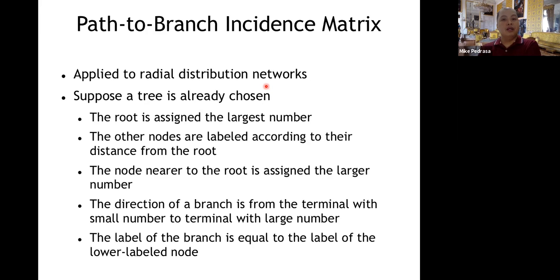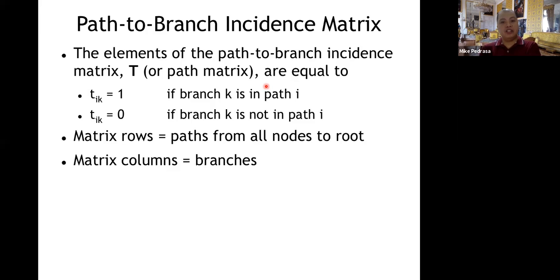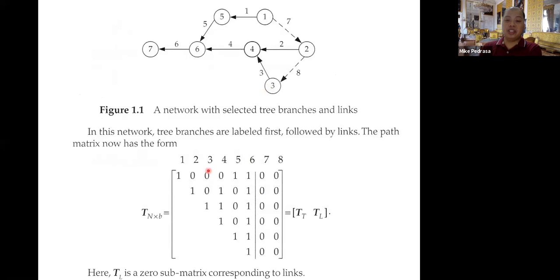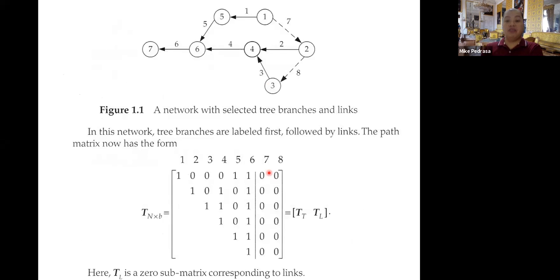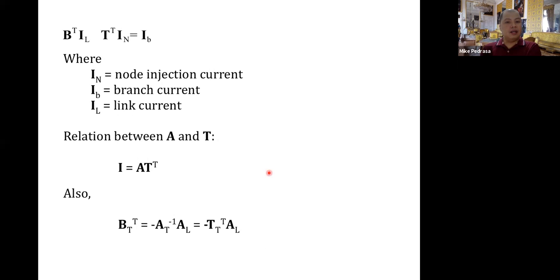Your goal here is to explain to yourself, convince yourself, that this is the path to branch incidence matrix. Okay? I will no longer elaborate. I think by going through all of these two slides here, you can figure this out.